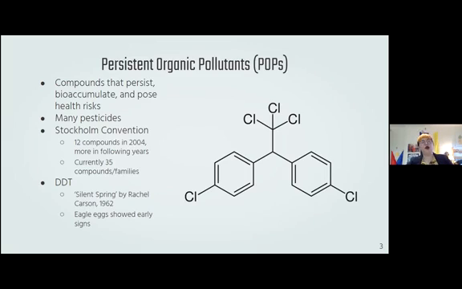The most well-known POP is DDT, which is shown on the right here. It was identified in 1962 in the book Silent Spring by Rachel Carson, where she went through a lot of data, including some data about eagle eggs that showed that DDT was really harmful for the environment. Specifically, DDT was identified using eagle eggs because they showed some of the early signs of really harmful effects on the environment.